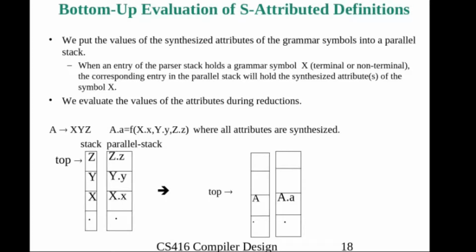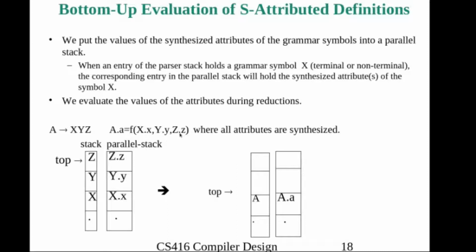For example, we are replacing Z, Y and X. Suppose that acts as a handle, then we can replace this by A. A is the head and X, Y, Z is the body. X, Y, Z acts as the handle. Then the synthesized attribute of A, A dot A, is evaluated by using the attributes associated with the symbols in the handle, that is Z dot Z, Y dot Y, X dot X.